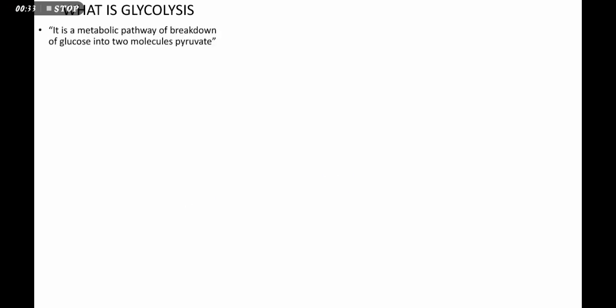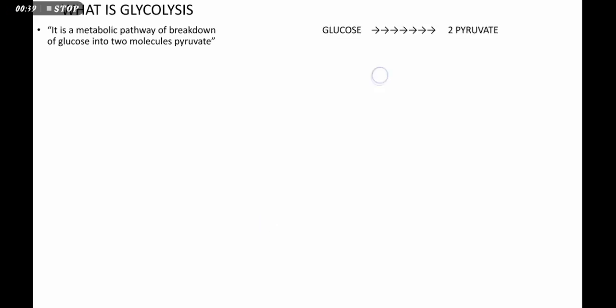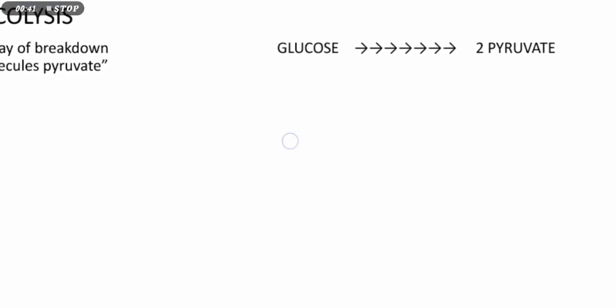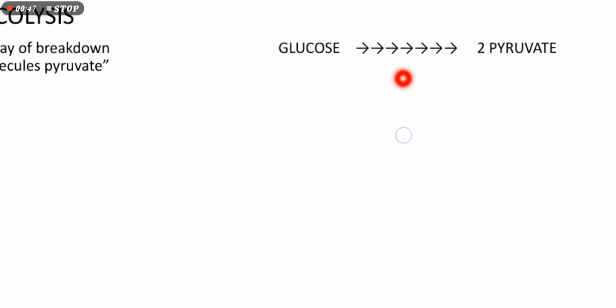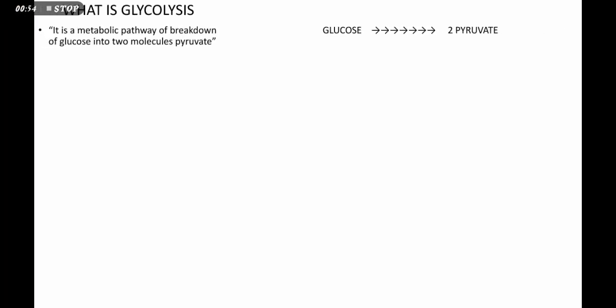So let's start. First is what is glycolysis. As I told you, a brief intro. So what is glycolysis? It is a metabolic pathway of breakdown of glucose into two molecules of pyruvate. Here I wrote down the reaction. You can see glucose is undergoing a cascade of reactions. That cascade of reactions is actually the metabolic pathway called glycolysis, finally converting glucose into two molecules of pyruvate.